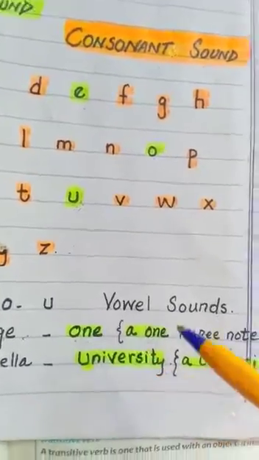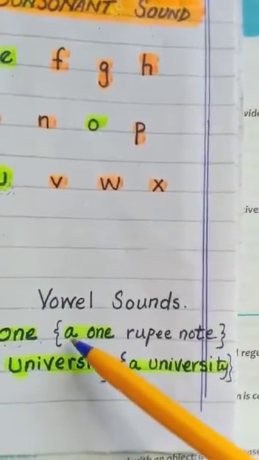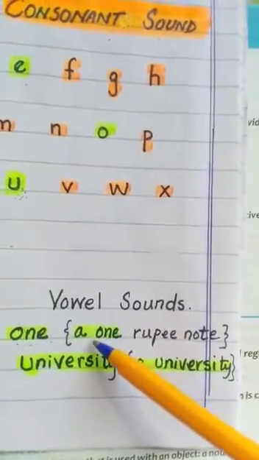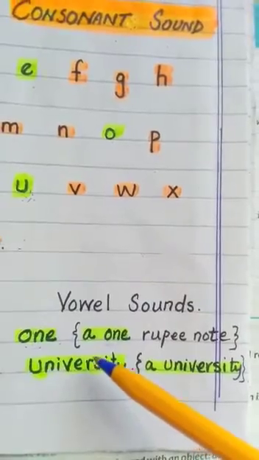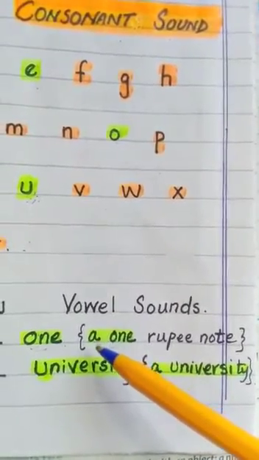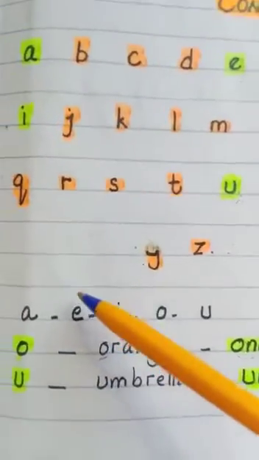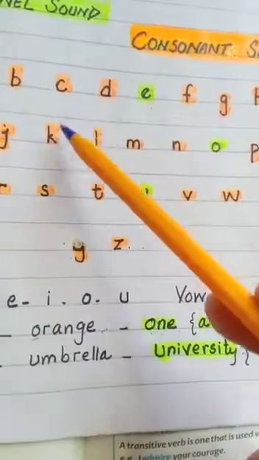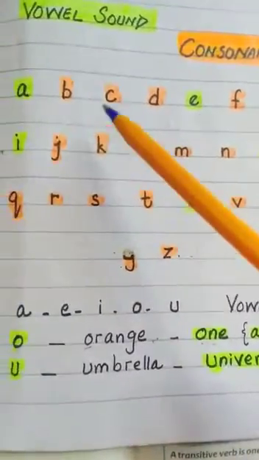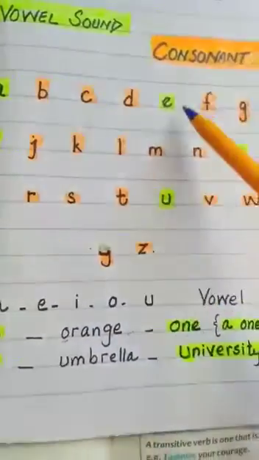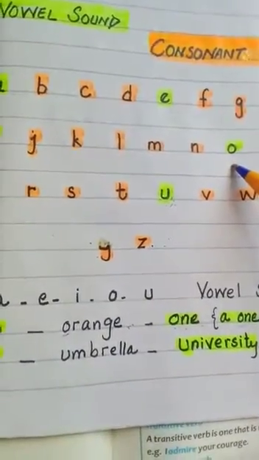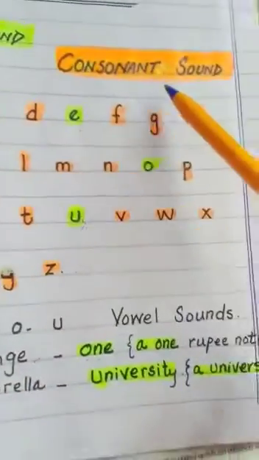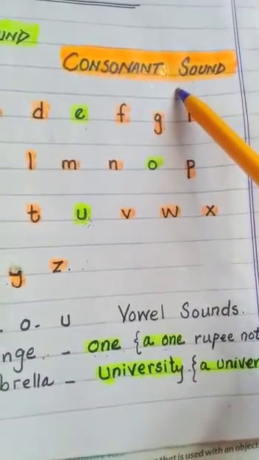And when we use this word in a phrase, we can say a 1 rupee note. We will not say an 1 rupee note. I'm further telling you the use of "a" and "an". "A" is used with consonant sounds, like these alphabets which are highlighted with orange, and "an" is used before these highlighted with green highlighter. With vowel sounds we use "an", and with consonant sounds we use "a".